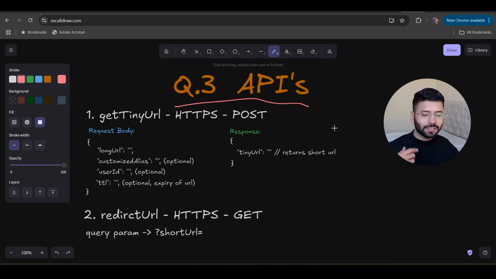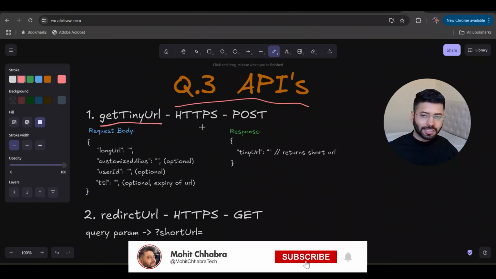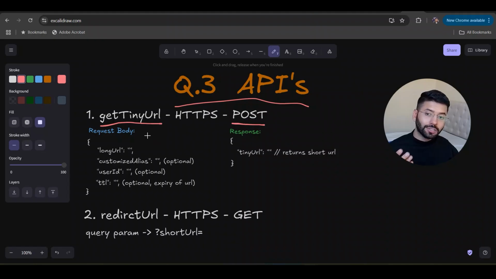Alright, this was my answer. I mentioned a couple of APIs in this. First one is get TinyURL. This is HTTPS based and it's a POST API. I also mentioned the request body and the response this time because this was the feedback which I received in the last mock interview. So I learned from it and improved this time.